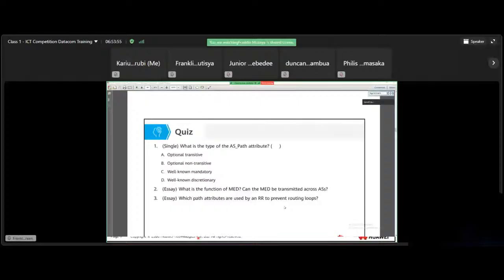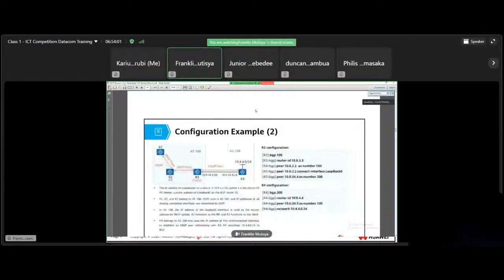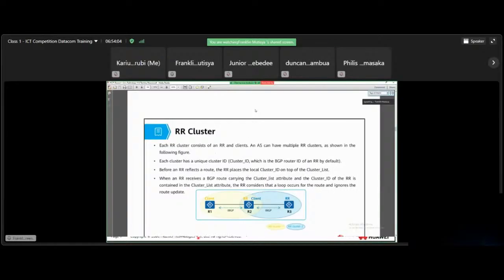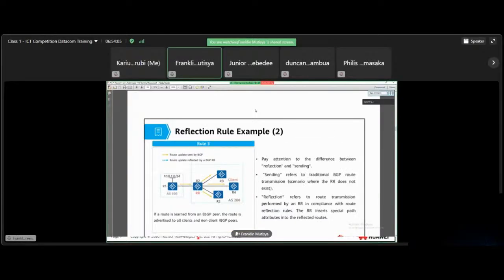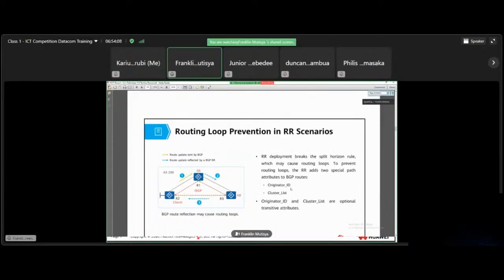The attributes that are used by route reflectors to prevent loops are these two. Let me show you. You have what you call the originator ID and the cluster list. They're the ones that are used to prevent loops. So that is BGP.